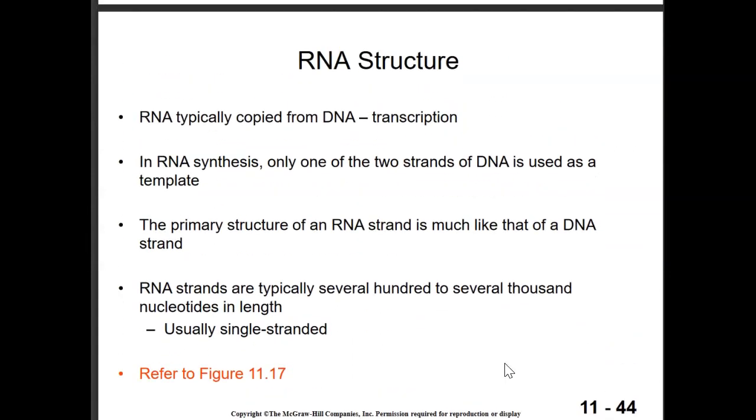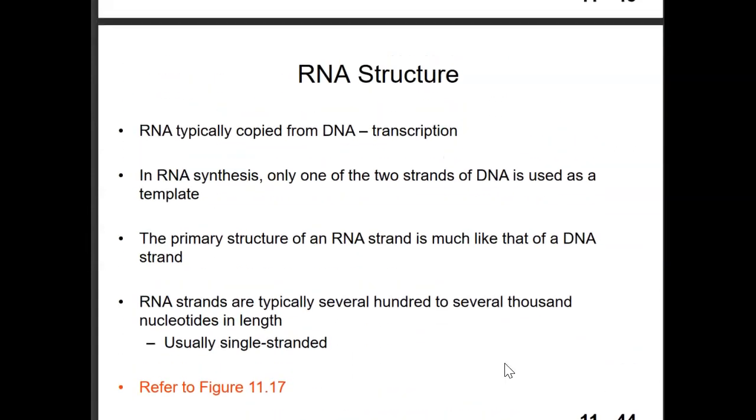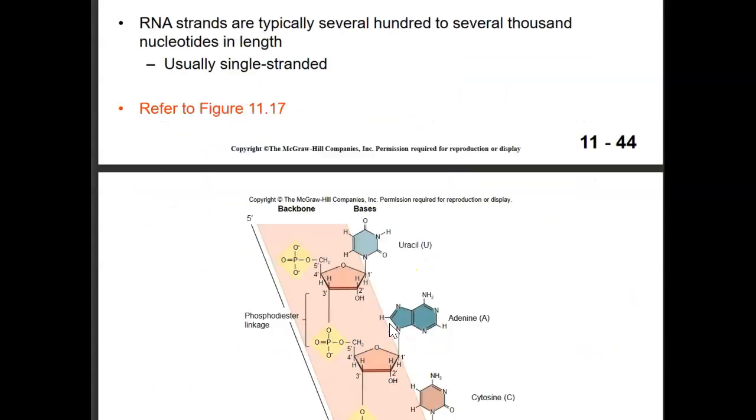So RNA does have a slightly different structure. It's copied from DNA during transcription. We're going to talk about that later on. RNA synthesis, which is the transcriptional process, only forms one strand from the double-stranded DNA. The primary structure of RNA is much like that of DNA. However, it's only one strand. And RNA typically has only several hundred to several thousand nucleotides in length. DNA can be millions of nucleotides in length. So RNA is much smaller.